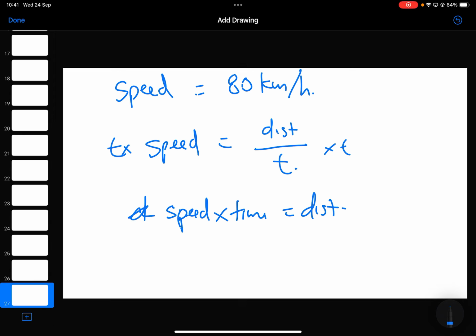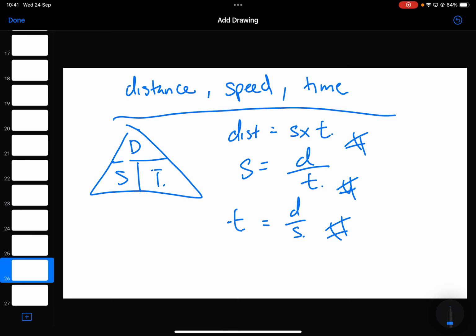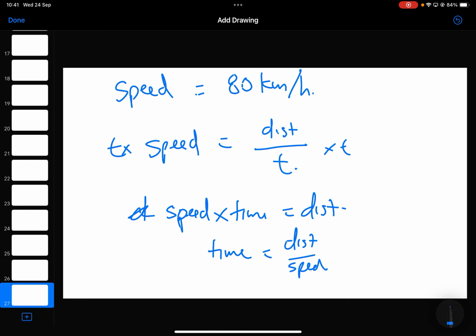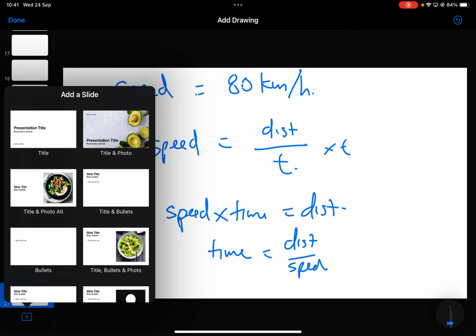Then from here, if I want time, I just divide both sides by speed. Then I get distance divided by speed is my time. So no matter which way you remember, as long as you remember one, you should be able to get the rest. Can?